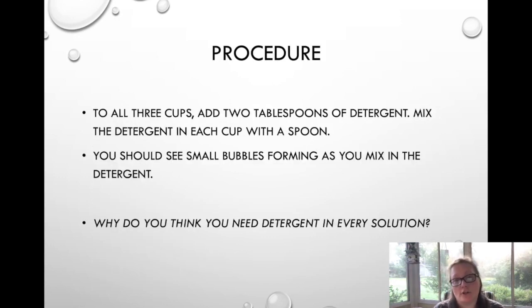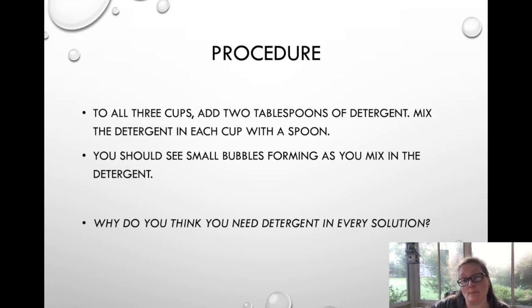So your procedure for this lab, you are going to have the 3 cups, and some of you got the 3 cups that I gave you. For the cup I gave, I normally put about this much water, and here it says add 2 tablespoons of detergent. You can do 2, you can do 1, just be consistent across all 3 cups.